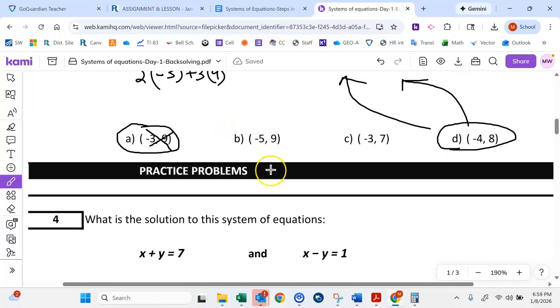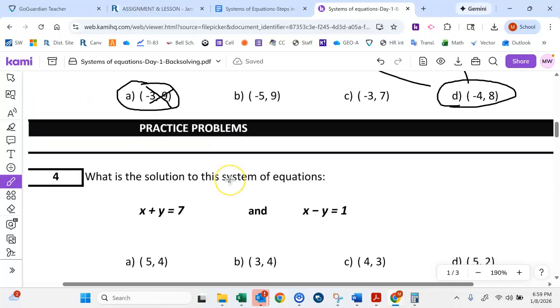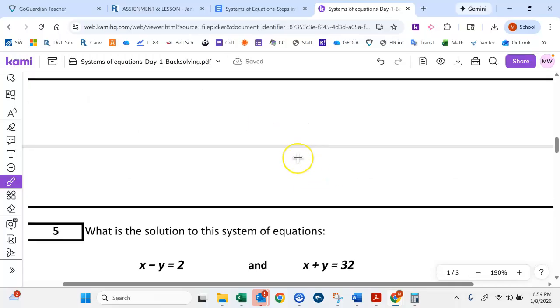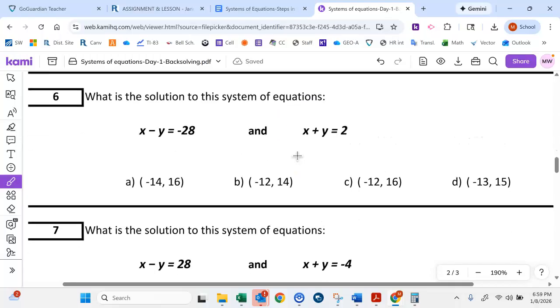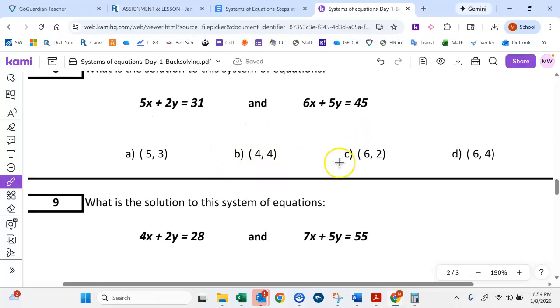So guys, this is how this works. Basically for this assignment, now you're going to do the rest of the practice problems 4 through 12. You're just going to try the answers in the equations until you get the correct answer. And if you understand it, it's pretty straightforward. Just make sure you're careful, especially with the negatives.